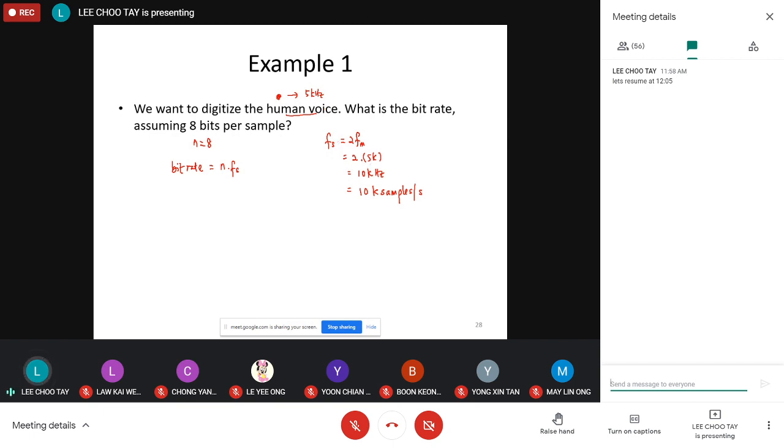And of course, I use 5K, which is quite high. 5K is normally applicable for female voice. Female voice has a higher frequency as compared to male voice.